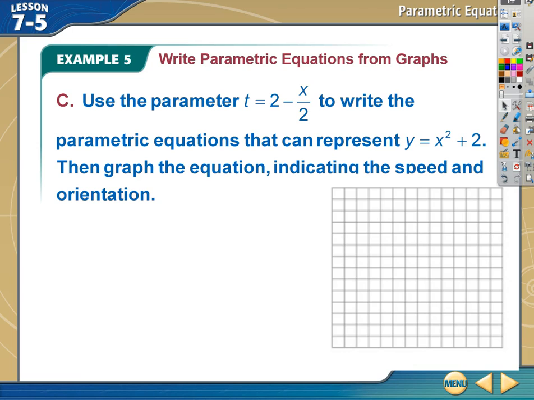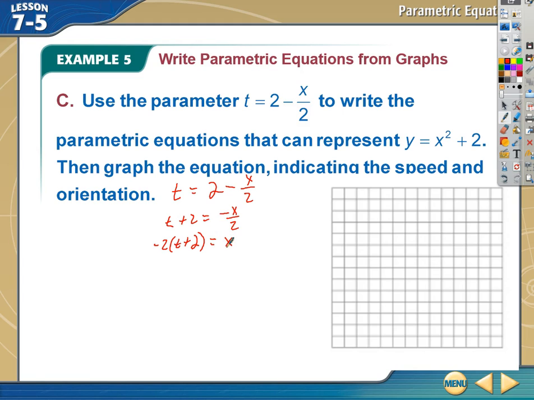This time I change it to where my parameter is up here. Same y equals x plus 2 there. So how does this change? So again, t is equal to 2 minus x over 2. Add 2 to both sides. t plus 2 is equal to a negative x over 2. Multiply both sides by a -2. -2 times a t plus a 2 is equal to x.